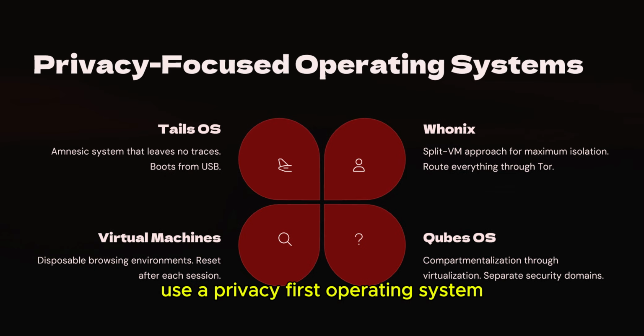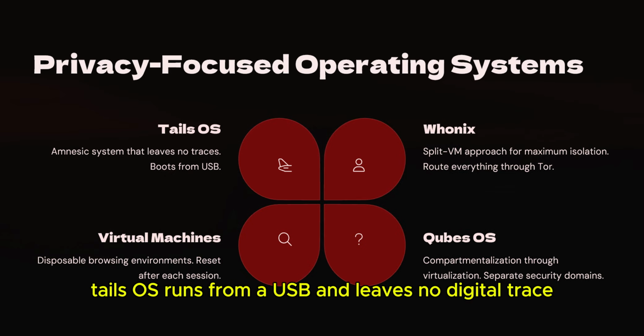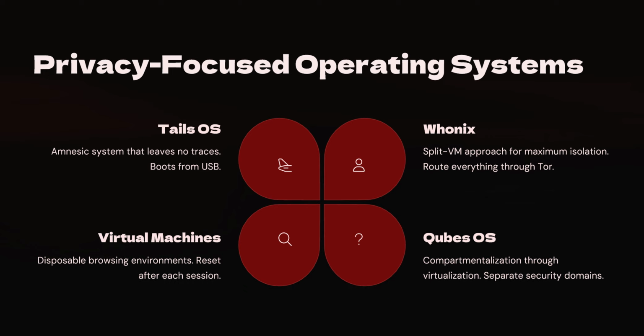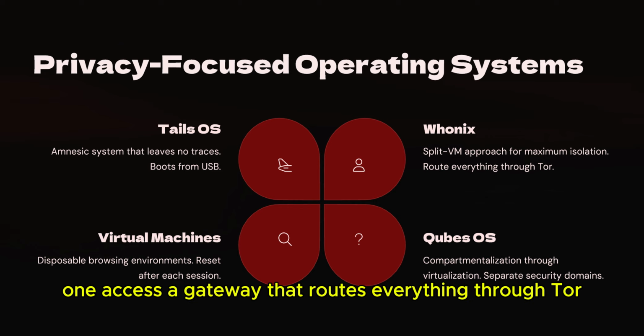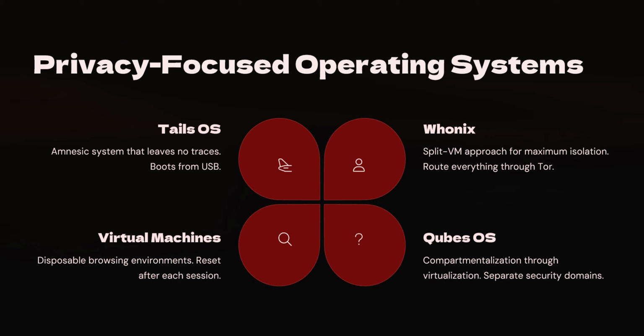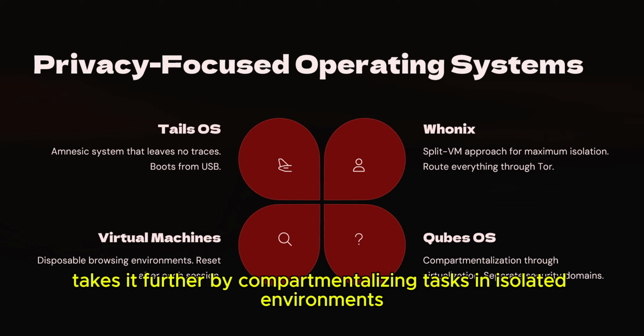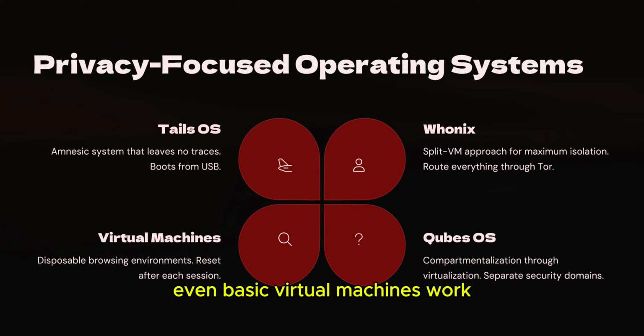Want stronger protection? Use a privacy-first operating system. Tails OS runs from a USB and leaves no digital trace. Whonix uses two virtual machines. One acts as a gateway that routes everything through Tor. Qubes OS takes it further by compartmentalizing tasks in isolated environments. Even basic virtual machines work. Use them as disposable browsers.